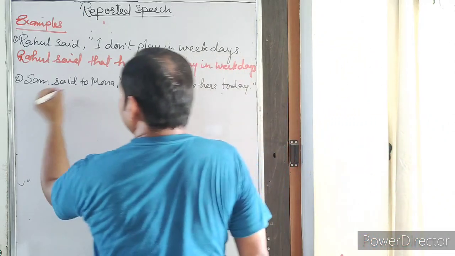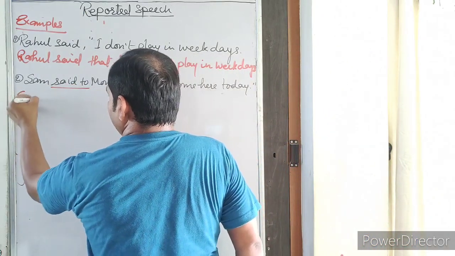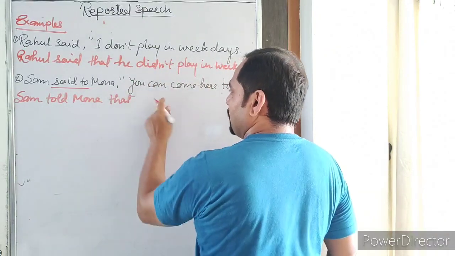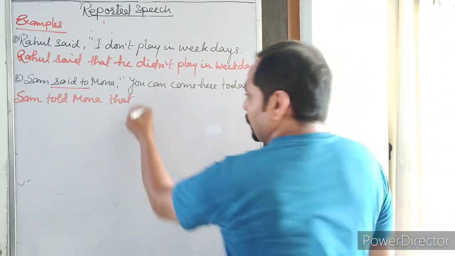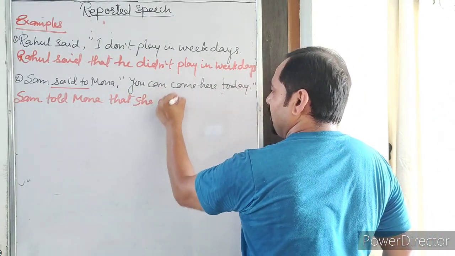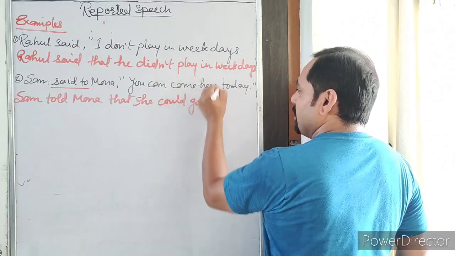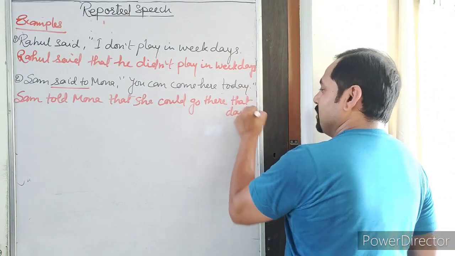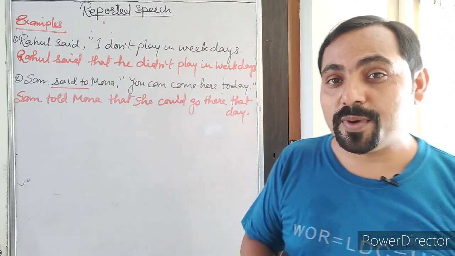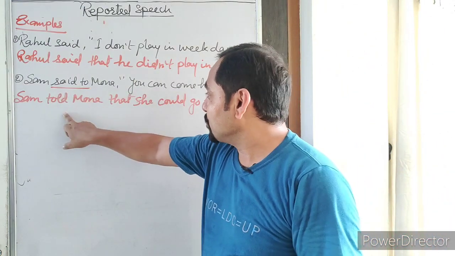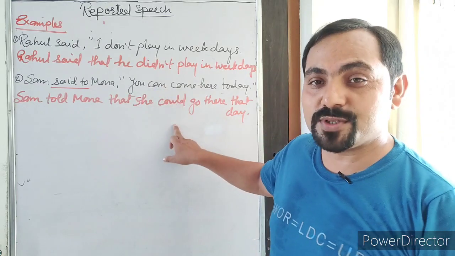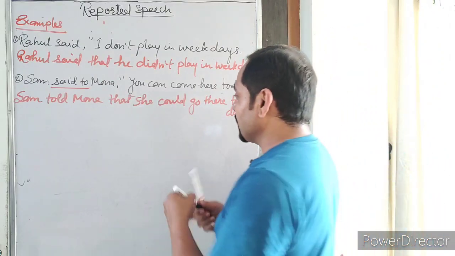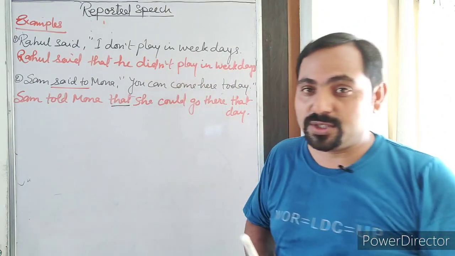Now we'll talk about the next one. Sam said to Mona, that is, Sam told Mona, conjunction that. You means who? Mona is a girl, so we'll use she. Can will become could, come will become go, here will become there, today will become that day. So how nice this example is, so many changes: said to becomes told, you becomes she, can becomes could, come becomes go, here becomes there, and today becomes that day. We are even using conjunctions, so many changes, right?